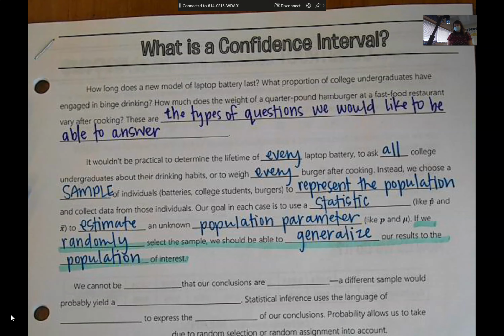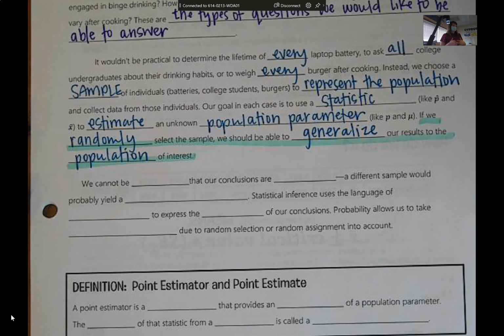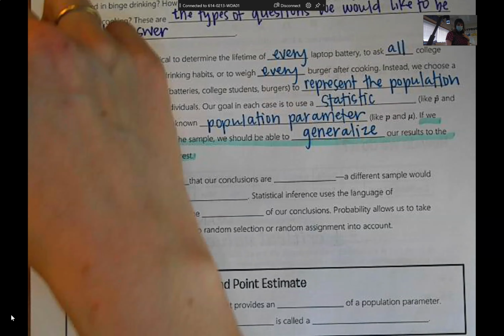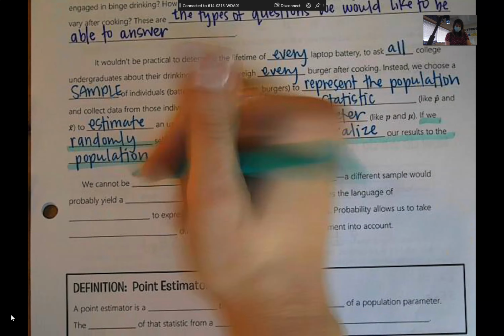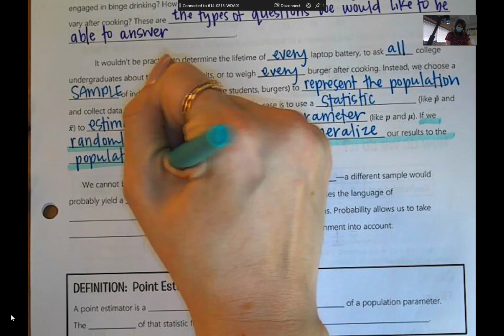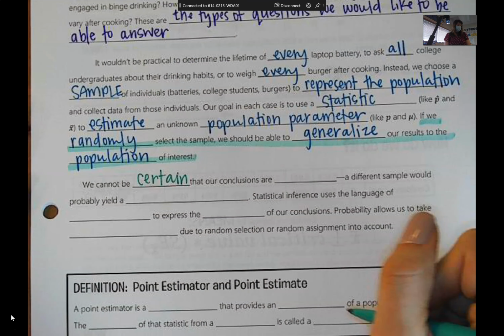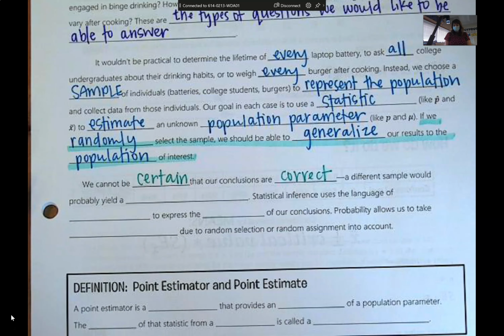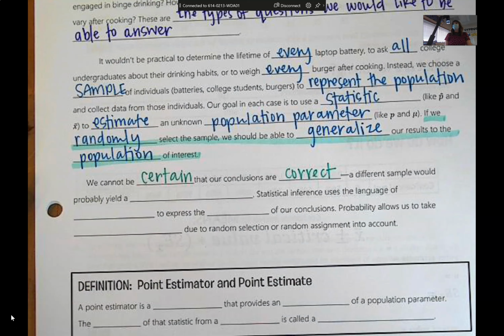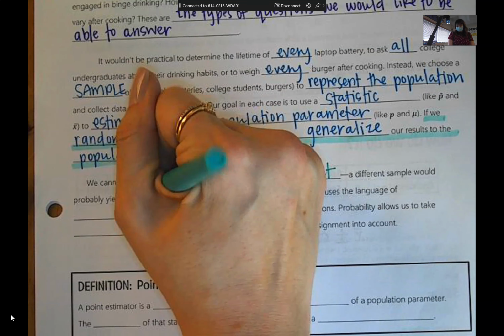So this last paragraph is where we start to talk about some new things. We cannot be certain that our conclusions are correct, because a different sample would probably yield a different estimate.